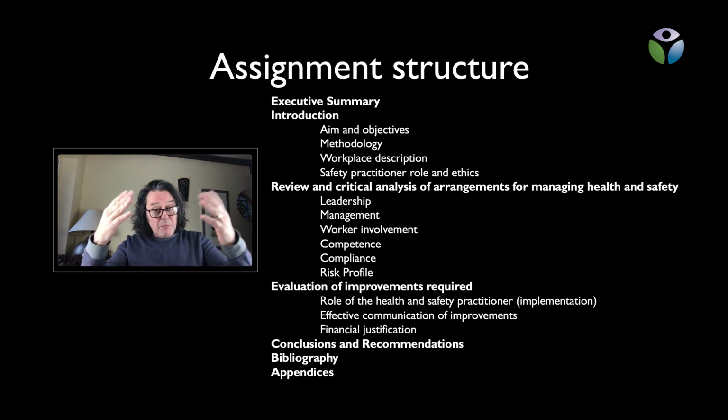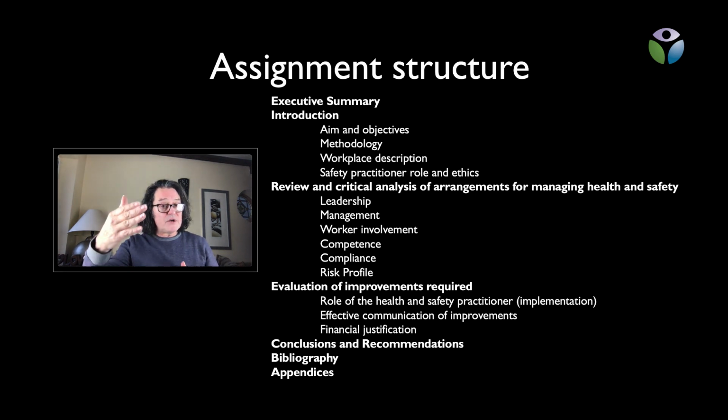So we've got our main headings, and as you can see, for the introduction, for the main body with the review and critical analysis, and with the evaluation of improvements, there are subheadings that we need to go forward. Please stick to this framework. Make sure you include something on each of these articles. These will be marked. The only thing that's not going to be marked here or attract any marks is the appendices. Everything else will, in one way or another.